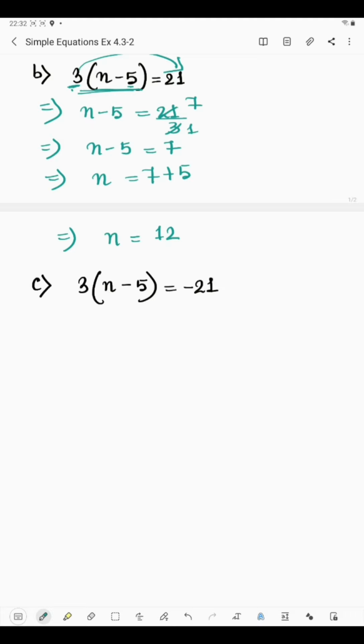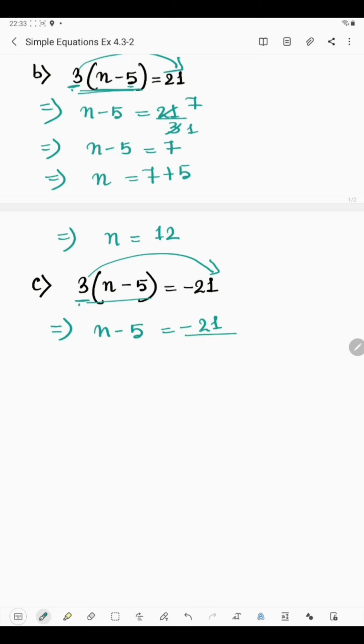Now in the C part we have 3 multiplied by n minus 5 is equal to minus 21. This is the same as the previous one. So first we have to remove 3. Okay, 3 is given in multiplication form, so after transposing to the other side, it will be division. But n minus 5 will remain the same on the left hand side and minus 21 will also remain the same on the right hand side.